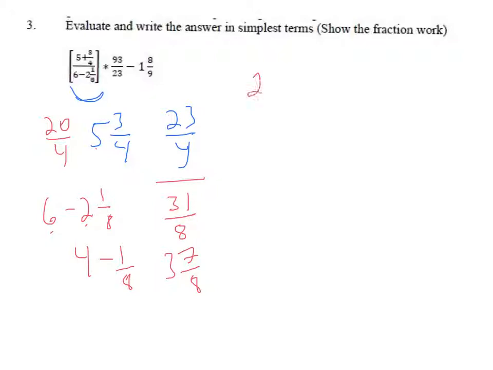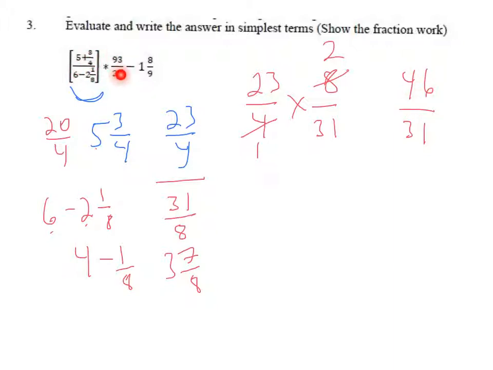So 23 over 4 times 8 over 31. Let's see. The 4 goes into the 8 twice, and I don't see any other simplification. So that's going to give me 46 if I just multiply across, right? And there's a 1 here. So 46 over 31. Now I'm going to go back up to my original equation, and what I just obtained was that cleaned up.